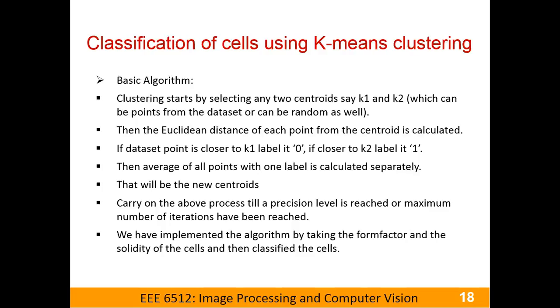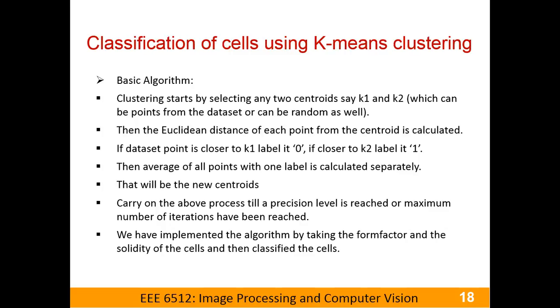Over here, we are creating only two classes of cells, that is the healthy cells and the leukemic cells. So the value of K is 2. We are taking only two centroids. The value of K can be anything; it depends on how many classes we want to create. Here we are creating only two classes, hence the value of K is 2.